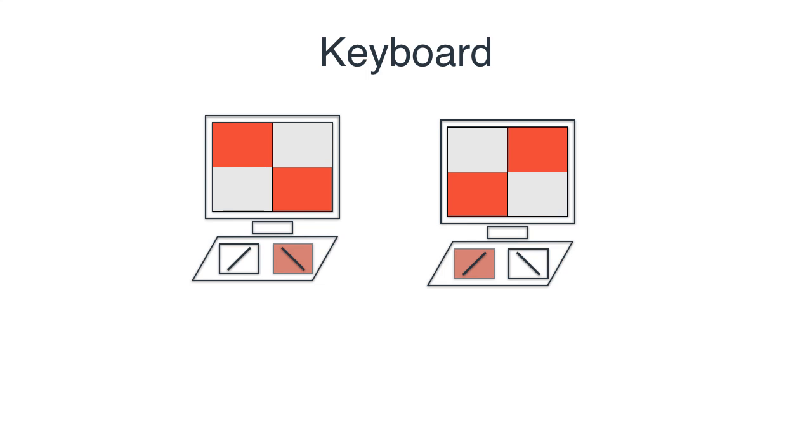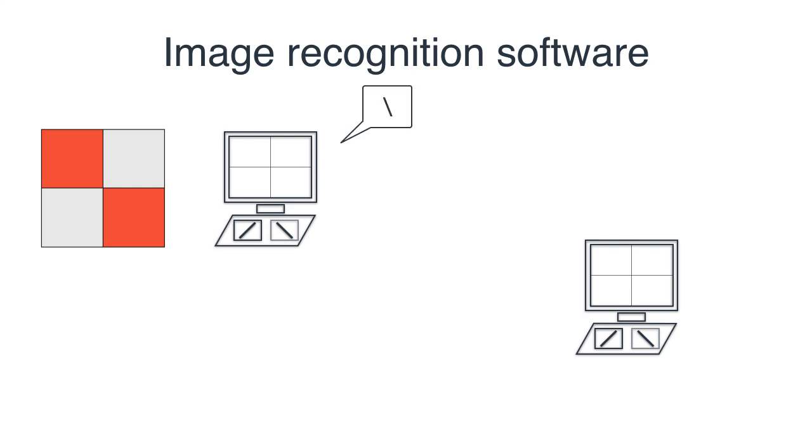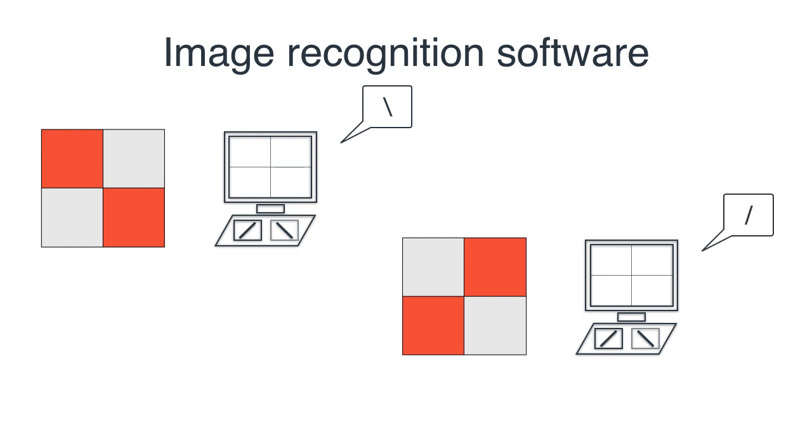But we want to add some sophistication in this world. So we actually want to create an image recognition software. So we want that if we feed the computer this image of a backward slash, the computer says, that's a backward slash. And if we feed the computer an image of a forward slash, the computer says, that's a forward slash. So we're going to teach the computer to tell these two apart.